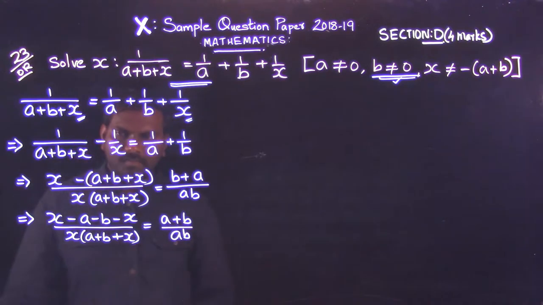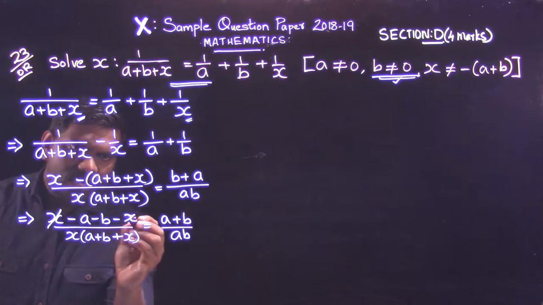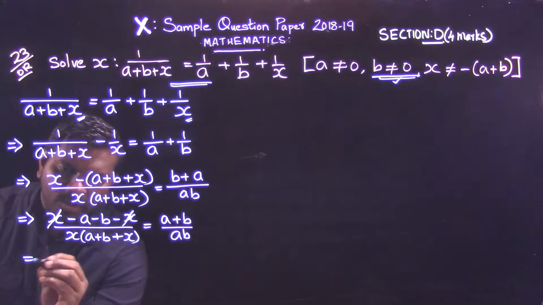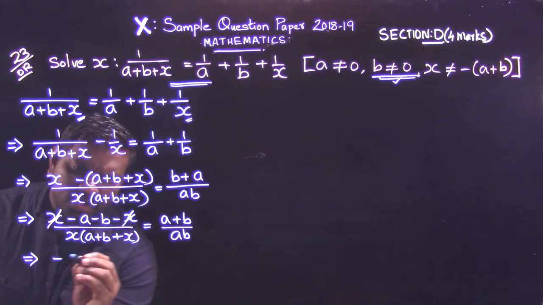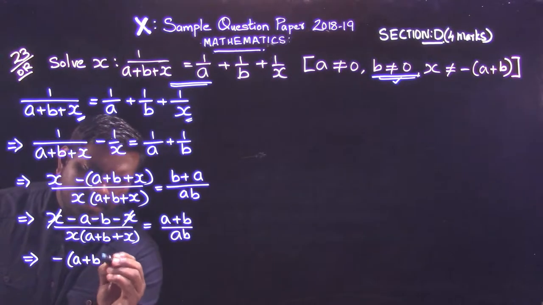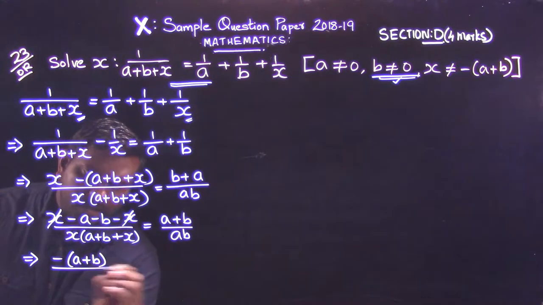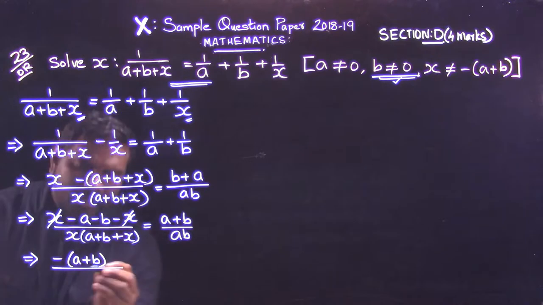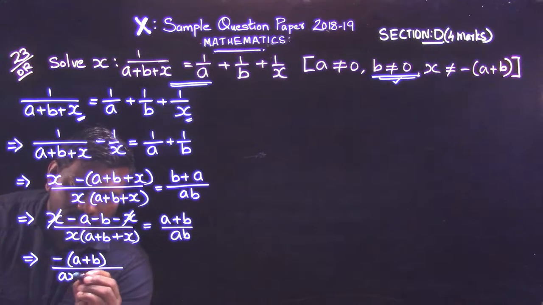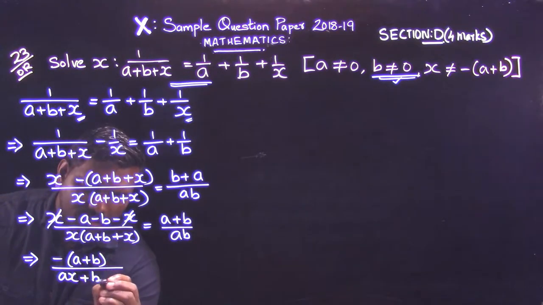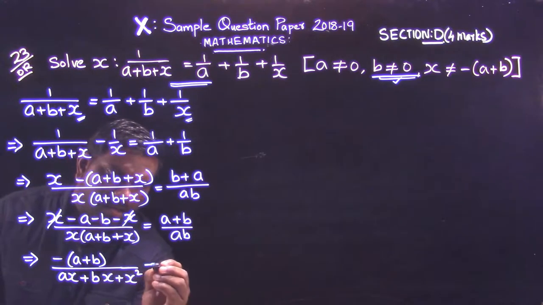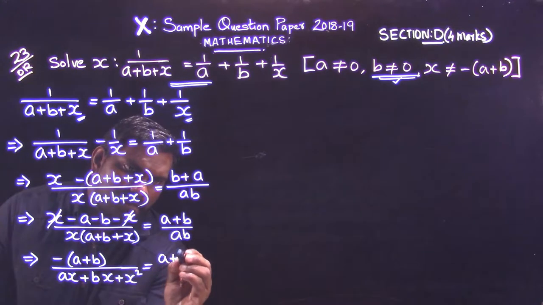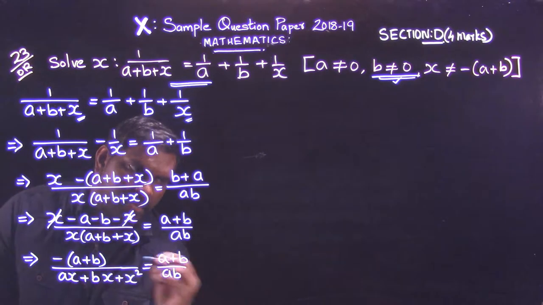Clear? Now x and minus x get cancelled, and what you can do here is take a minus outside if you want and keep it like this, by x into (a plus b plus x). You can multiply inside, and that will be ax plus bx plus x square, and that will be equal to (a plus b) by ab.